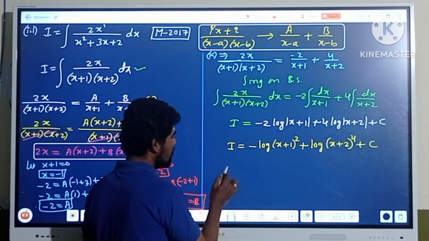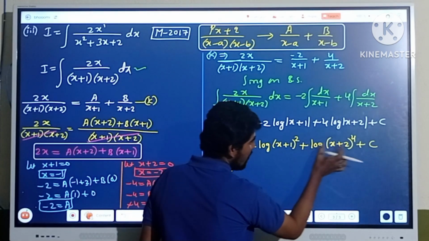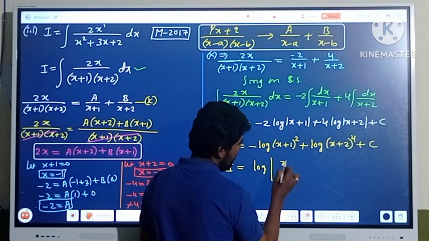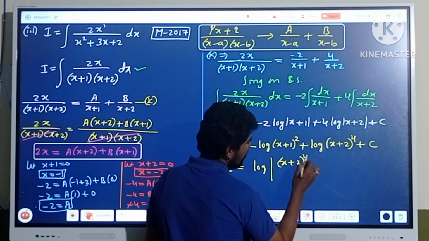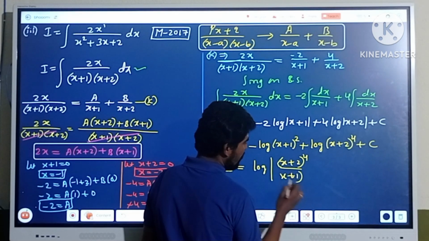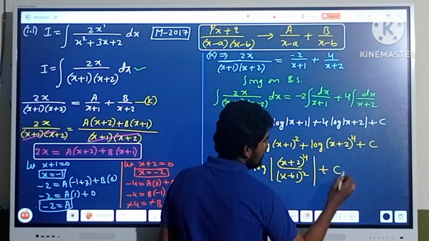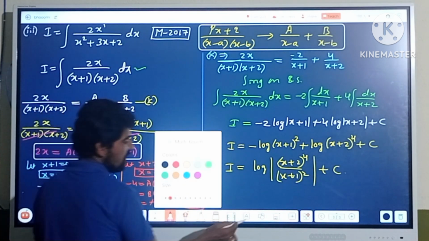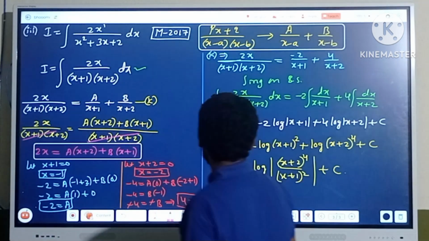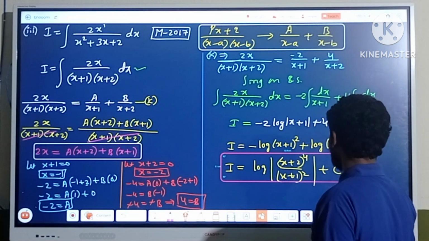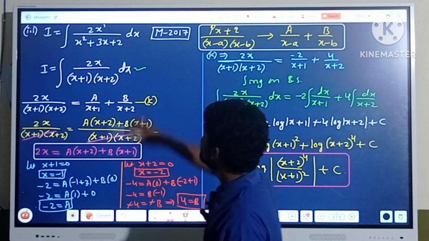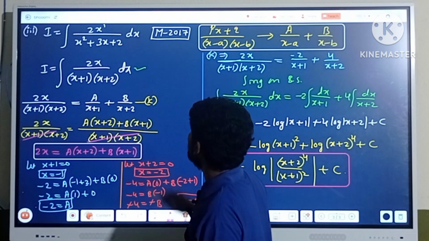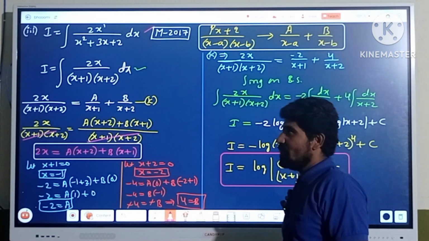Again by using the next property of log, log m minus log n can be expressed as log of m by n. So I equals log of (x + 2) to the power 4 divided by (x + 1) to the power 2, plus integral constant c. I hope all of you understood. This is the final required answer for the given integral problem, that is, the integration of 2x divided by (x² + 3x + 2). I hope all of you understood.